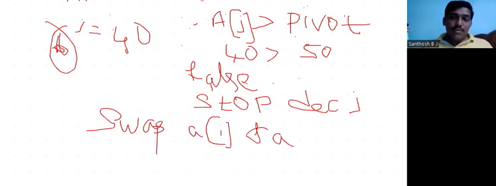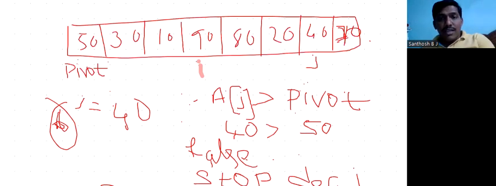I think now all of you should see the table. Swap A of I and A of J means the 40 comes to this place and the 90 goes to the J place. Did you understand? That is nothing but swap A of I and A of J. Now in the table, we modify that. So 90 goes here and 40 comes here.